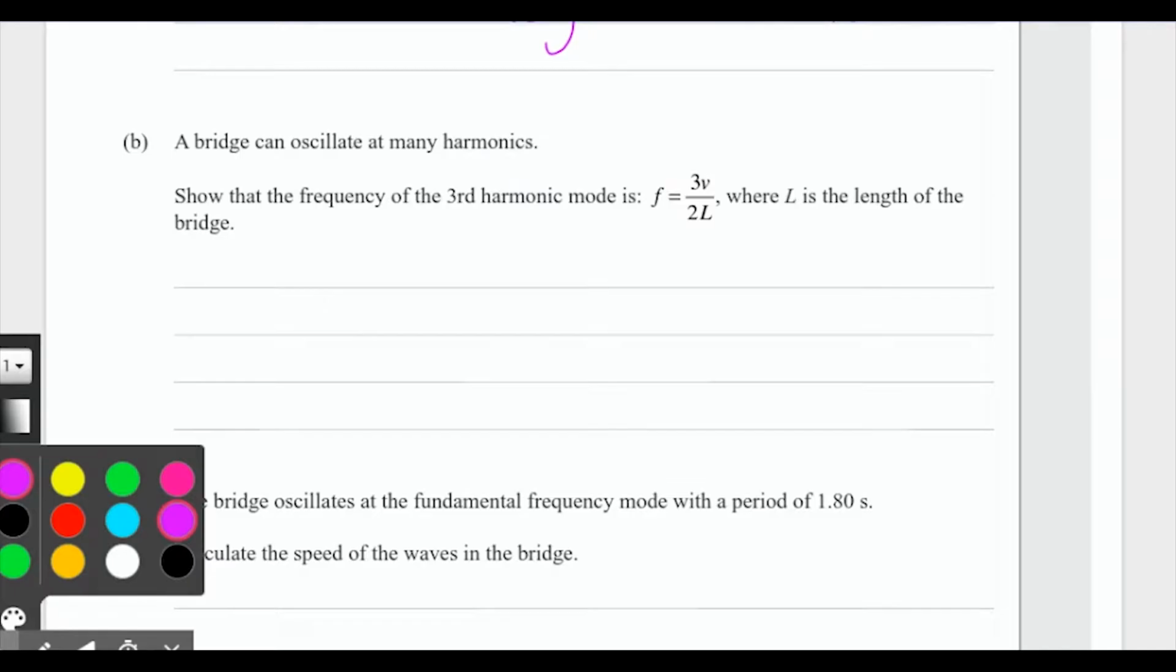Okay. A bridge can oscillate at many harmonics. Show that the frequency of the third harmonic mode is 3 times velocity divided by 2L. Okay. So, our third harmonic is going to look a little bit like this. So we have our 2 fixed points there. Okay. So, our wavelength for the third harmonic here is, you can see that we have our full wavelength is here between these 2 points, and that distance there, our wavelength, is 2/3 of the total length.